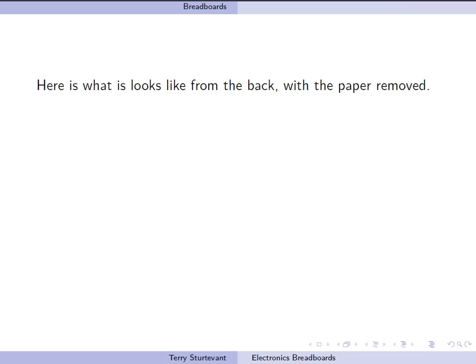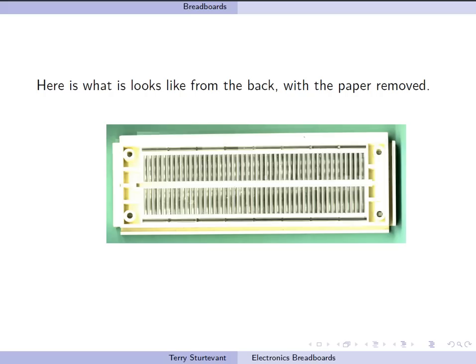Now, on the back there's paper to cover up the connections, but if we take off the paper, it looks like this. So we see we have these lines of metal that go along this way, and then we have these vertical lines here.